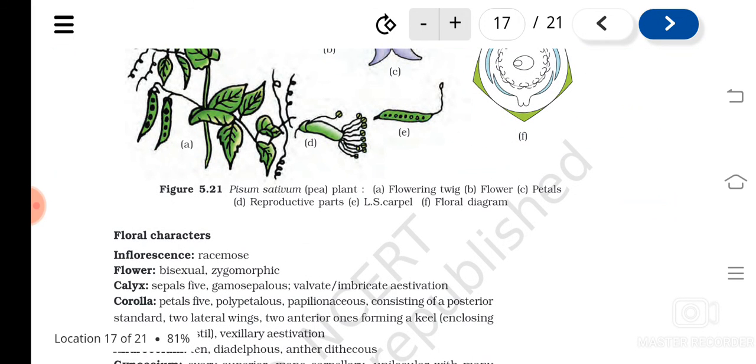I have explained both the floral diagram and floral formula of 2 families, isn't it? What are they? Brassicaceae, the mustard family, and the Fabaceae. So we have to study the other 2 families, that we'll study in the next class. Thank you very much.